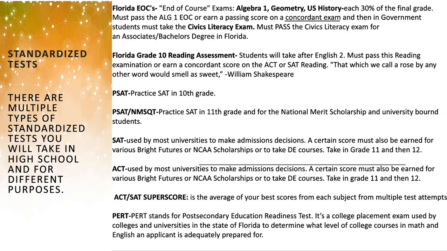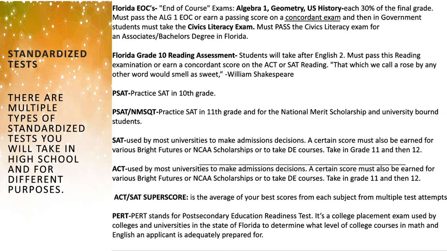ACT, very similar to SAT. It's going to be used by universities to make admissions decisions. A certain score has to be earned for the various Bright Futures scholarships, NCAA scholarships, or dual enrollment courses. You're typically going to take it for the first time in 11th grade and then 12th grade until you earn the ACT or SAT score that you need for your purposes, whether it's scholarship or university admissions.